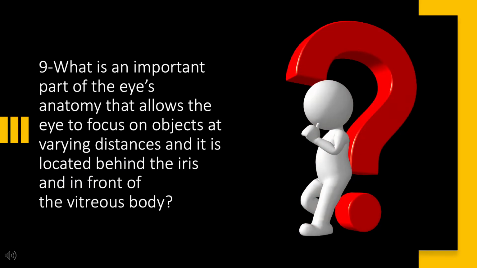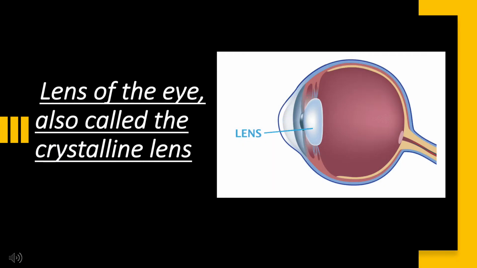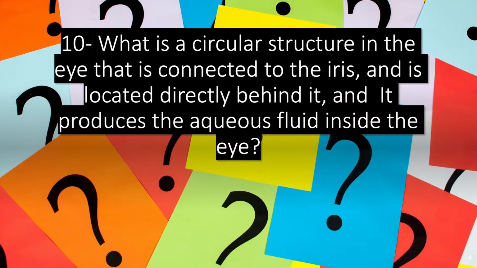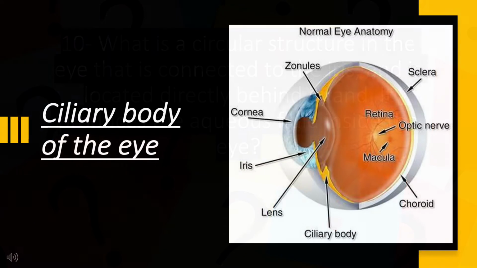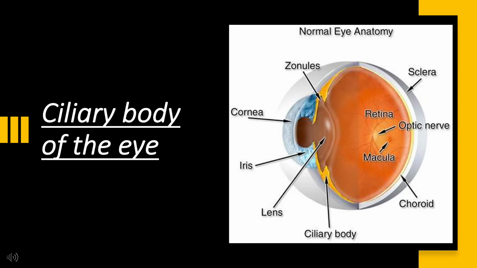9. What is an important part of the eye's anatomy that allows the eye to focus on objects at varying distances, and it is located behind the iris and in front of the vitreous body? Lens of the eye, also called the crystalline lens. 10. What is a circular structure in the eye that is connected to the iris and is located directly behind it, and it produces the aqueous fluid inside the eye? Ciliary body of the eye.